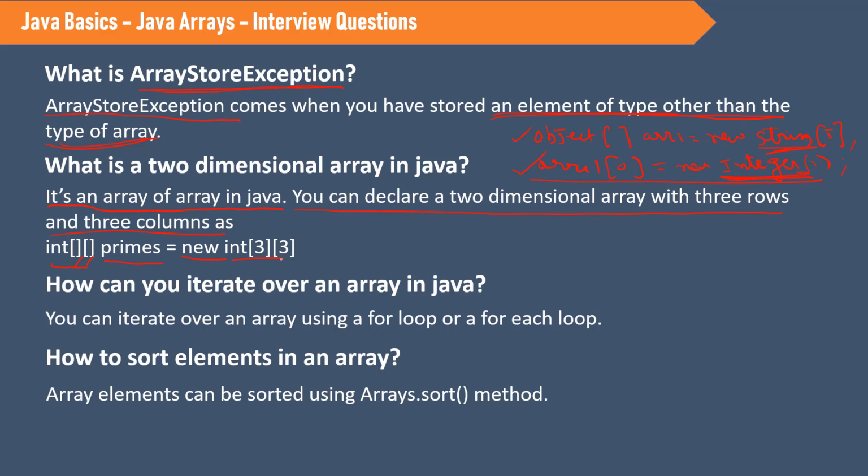How can you iterate over an array in Java? We have seen 2 methods for this one. One is using a normal for loop and another one is using an enhanced for loop or a for each loop. So using these two methods, we can iterate over an array in Java. How to sort elements in an array? We have already seen this one. We have to use the Arrays.sort method to sort elements in an array.